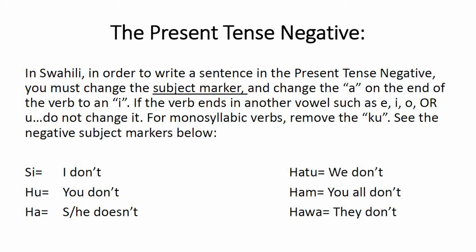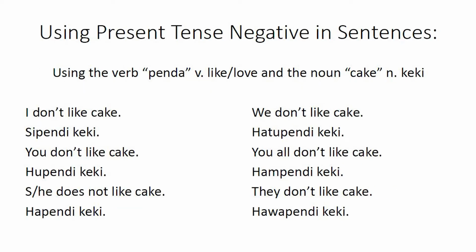Okay, so let's try it. We're going to use the verb penda, which means like or love, and then we're going to use the noun cake, which is keki. All right? So we want to say, I don't like cake. Simply it is sipendi keki. I don't like cake.